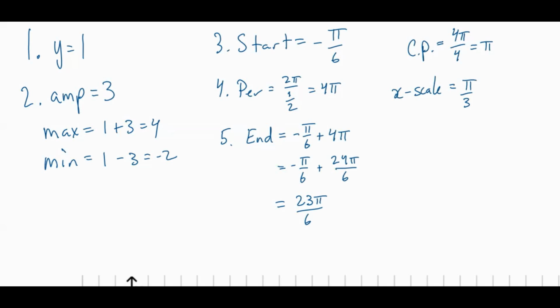But that doesn't work. What is pi by 3 again in degrees? 60. Pi by 6 is 30. So if my x scale is counting by 60s, 30 isn't on there. So that's not going to work. So we might try dividing by 4. That's 45. Counting by 45s also doesn't have 30 on it. So that's not going to work.